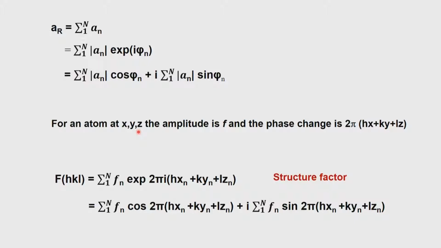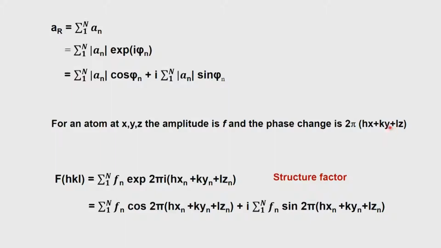So, for an atom at xyz, the amplitude is f and the phase change is 2 pi times (hx plus ky plus lz), which we calculated in the previous classes. This we worked out for any plane hkl and any position of the atom x, y and z. If there is an atom at xyz, the amplitude is always f, depending upon the electron density at that position vector xyz. So, if there is a carbon atom, there will be 6 electrons, nitrogen atom 7, and so on.